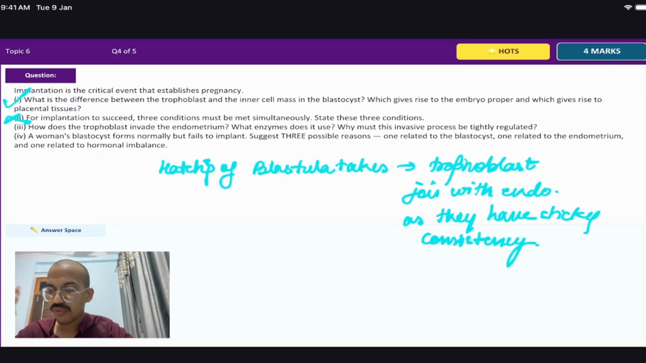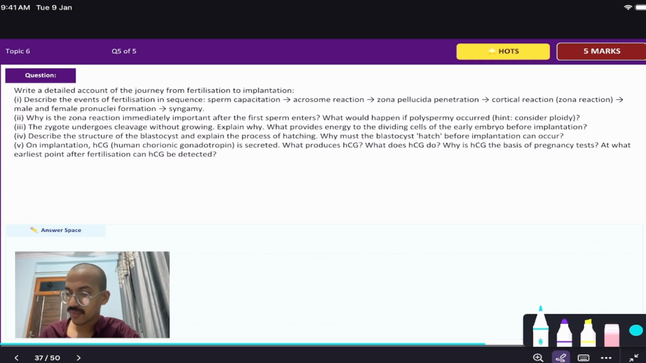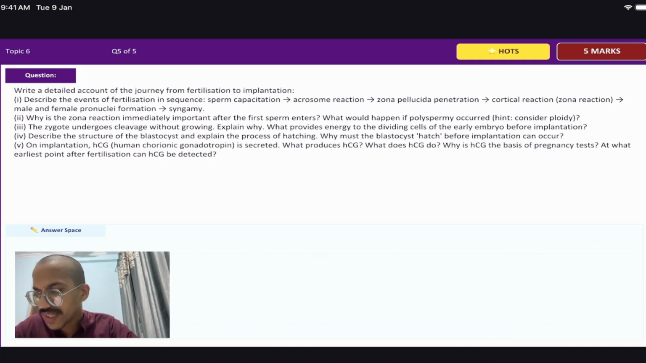Now the next: a woman's blastocyst forms normally but fails to implant. Suggest 3 possible reasons: one related to the blastocyst, one to the endometrium, one to the hormonal balance. Actually, these are 3 ways of implantation failure. But for you, just remember that they can ask that the blastula might not be able to stick because of a trophoblast cell issue. Okay, coming up to the next one. These are all the events that would be taking place. The one that you have to remember is this one.